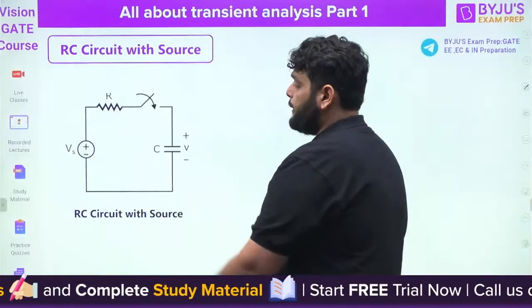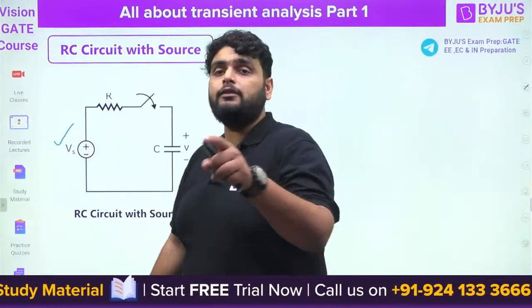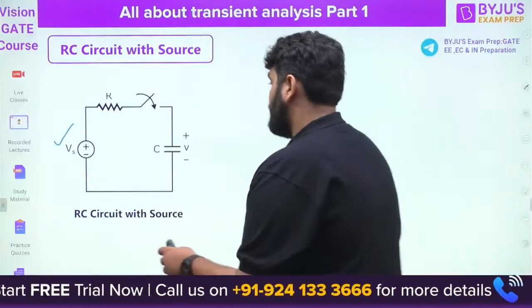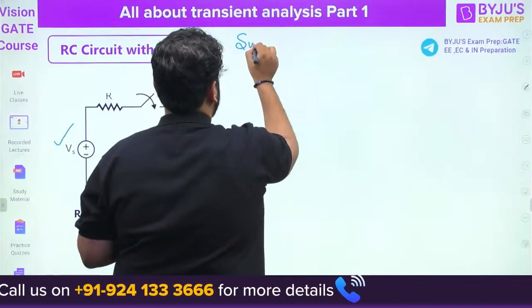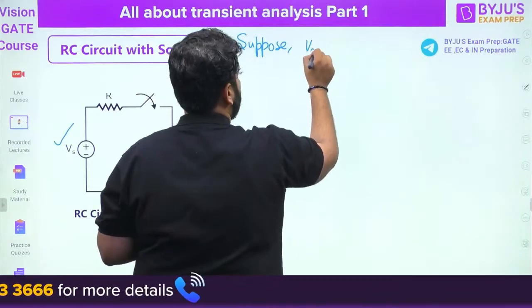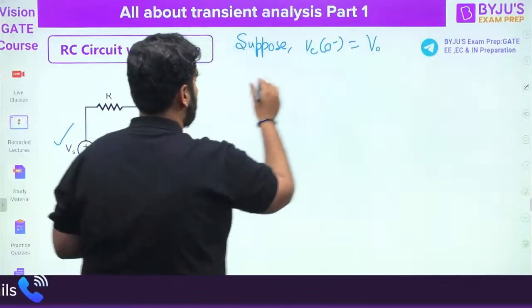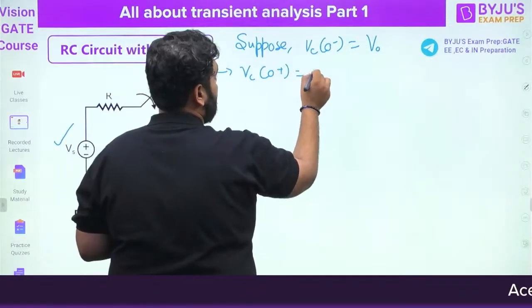So here you can see, I need to find out the capacitor voltage. The source is DC. If the source is not DC, then we have to use the Laplace method or the partial differential method. So let's suppose the initial voltage in the capacitor is V0. This I'm supposing. It means the capacitor voltage at 0 plus is equal to V0.